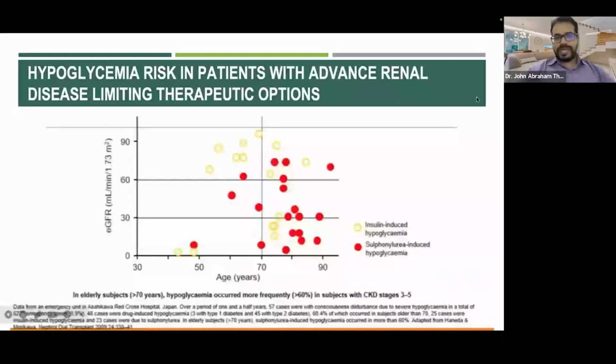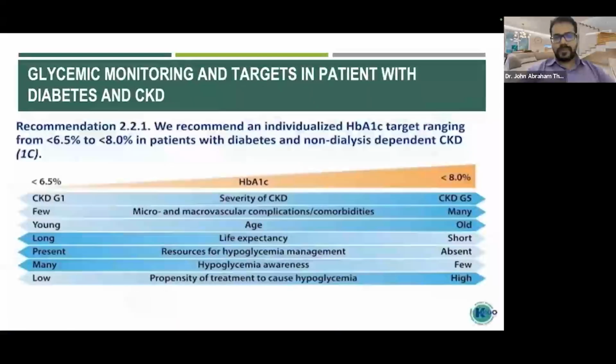So the active metabolites of many oral anti-diabetic drugs are renally excreted, and there's increased risk of hypoglycemia. As you can see in the slide, as the GFR worsens or as the CKD stage progresses, especially in elderly patients more than 70 years, there is increased risk of hypoglycemia with OHA. In this study, they have compared sulfonylurea with insulin-induced hypoglycemia. As the stage of CKD progresses, there is increased risk of hypoglycemia.